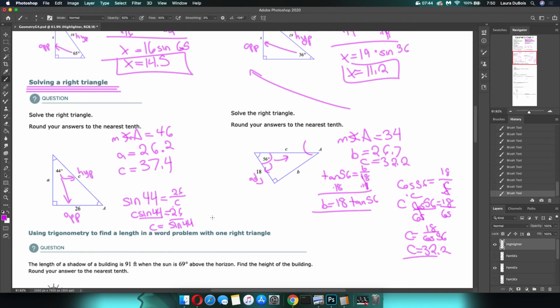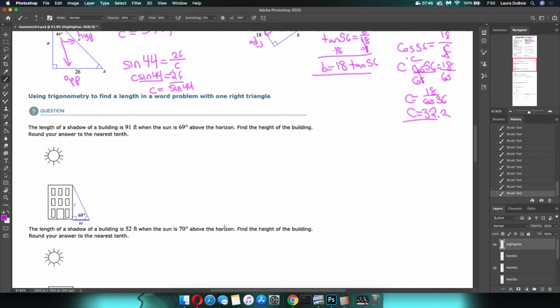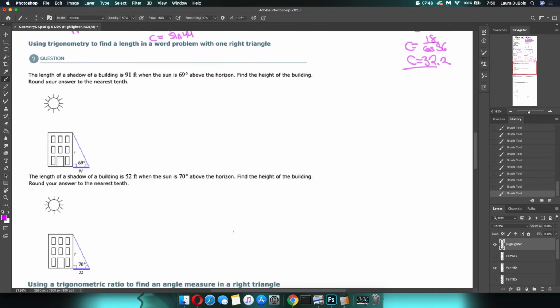Okay, this is starting to look doable. I'm kind of liking this. Let's see here. Use trig to find the length in a word problem. So I'm not even looking at the word problem for a second. I have a diagram and that makes me happy. I have an angle. This is my adjacent. This is the unknown. Well, gee, that's my opposite. This is a tangent. Oh, okay. So let's see here.